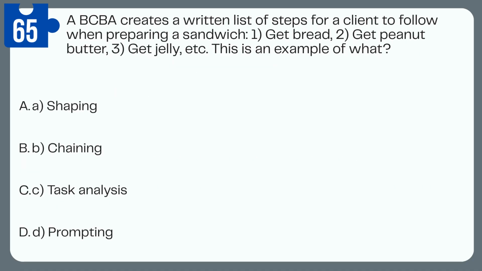Question 65. A BCBA creates a written list of steps for a client to follow when preparing a sandwich. 1. Get bread. 2. Get peanut butter. 3. Get jelly, etc. This is an example of what? A. Shaping. B. Chaining. C. Task analysis. D. Prompting.